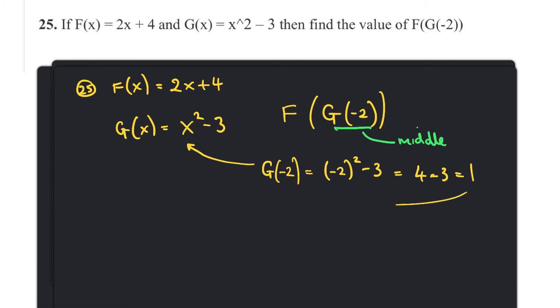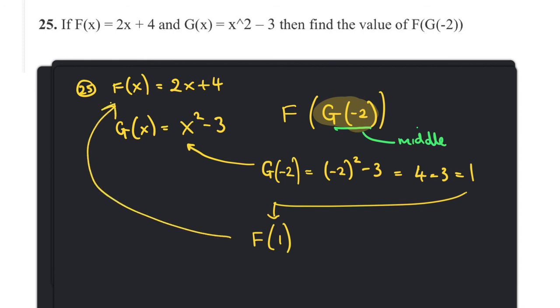So the 1 now goes into f. So we worked out g of negative 2 first, which was 1, and then we replaced it into f. Now f of 1 means go to function f, and here's function f up here, and replace the x with 1. So we get 2 times 1 plus 4. 2 times 1 is 2, plus 4 equals 6.